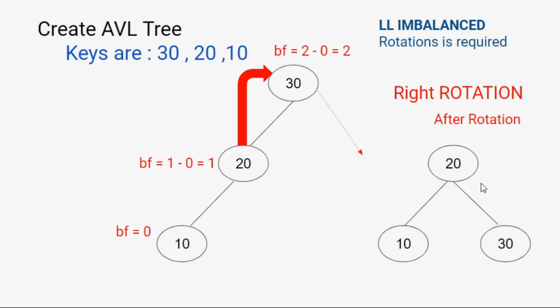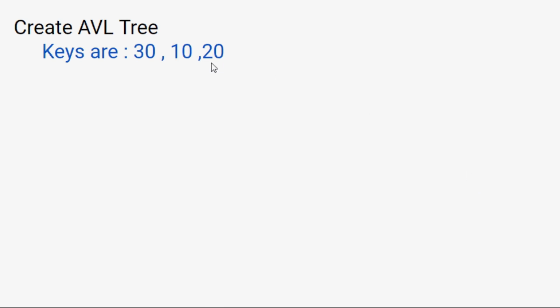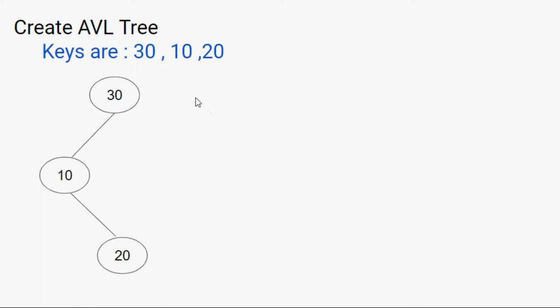Okay, now let's have a look at another example. We need to create an AVL tree and our keys are 30, 10, 20. First of all we are going to insert 30. Then 10. Now 10 is less than 30, so 10 will be on the left side of 30. Now 20. 20 is less than 30, so 20 will come on the left side of 30, but 20 is greater than 10, so 20 will come on the right side of 10. Okay, so this is my tree.